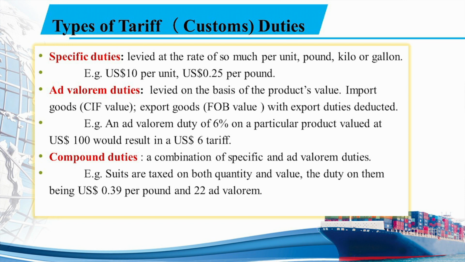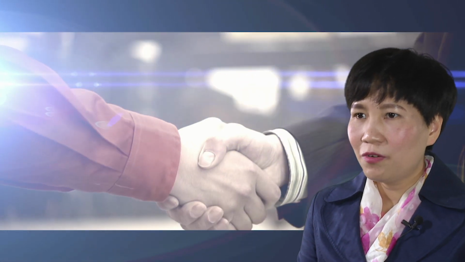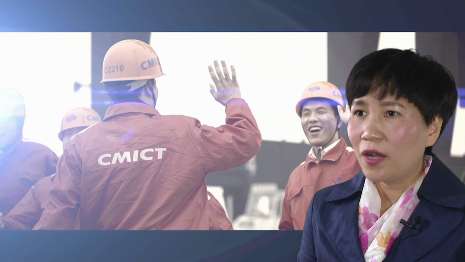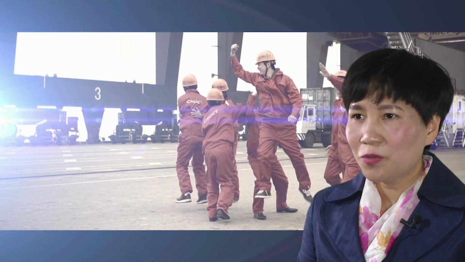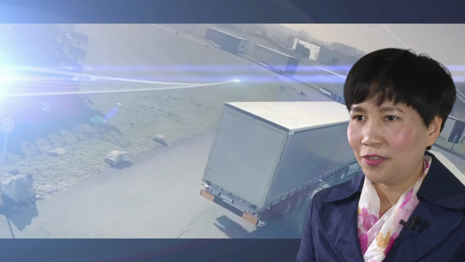The value of import goods usually refers to their CIF value, and that of export goods, their FOB value, with the export duties deducted. For example, an ad valorem duty of 6% on a particular product, valued at $100, would result in a $6 tariff. If a company shipped 10 of these products, the tariff would be $60.